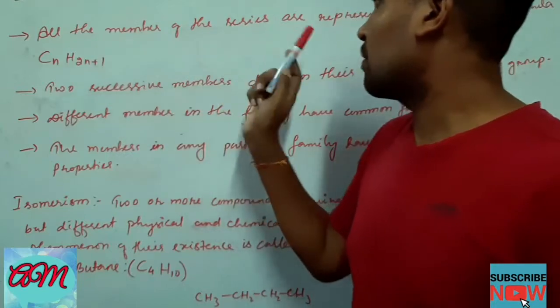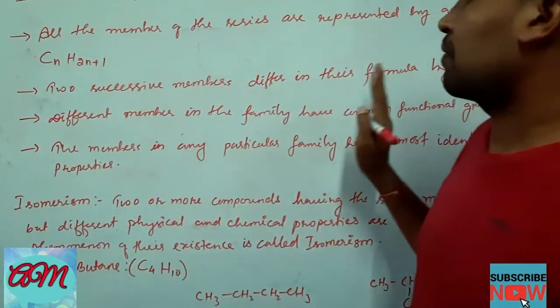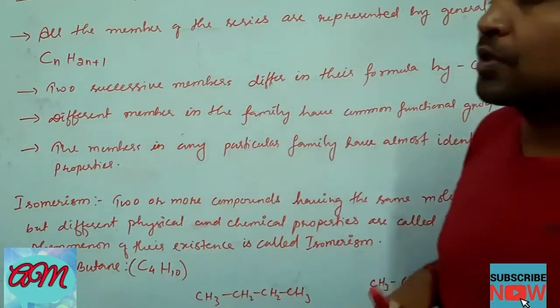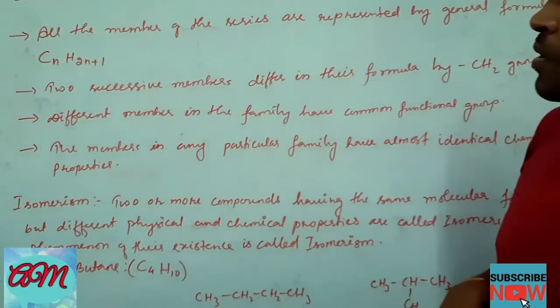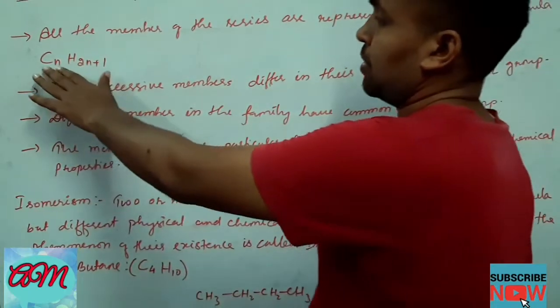All the members of the series can be represented by a general formula. What is the general formula? CnH2n+1. It means all the members we can represent by using this formula.